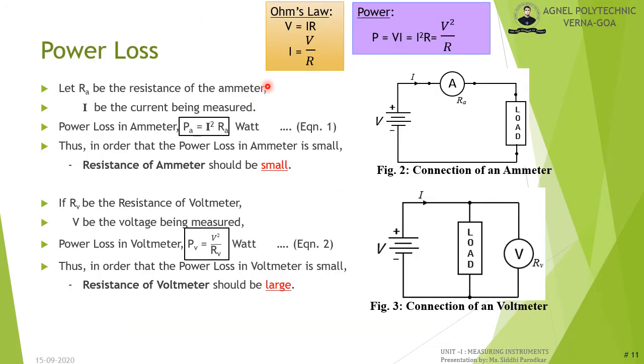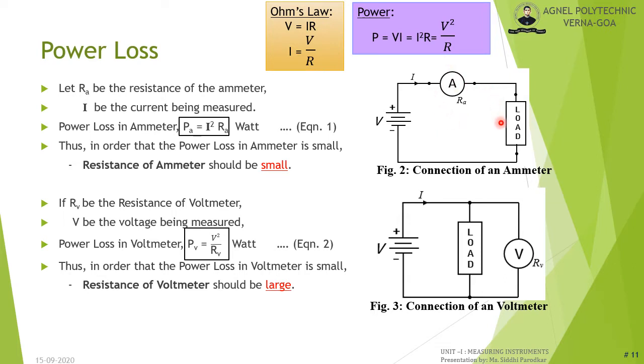We know that by Ohm's law V is equal to IR. Thus by cross multiplying we get I is equal to V divided by R. Power is given as P is equal to V into I. If we substitute V is equal to IR in this equation, we get P is equal to I square R. Similarly, I is equal to V divided by R. If we substitute this in the power equation, we get P is equal to V square divided by R. With this knowledge, let us see what is the power loss in an ammeter and voltmeter.